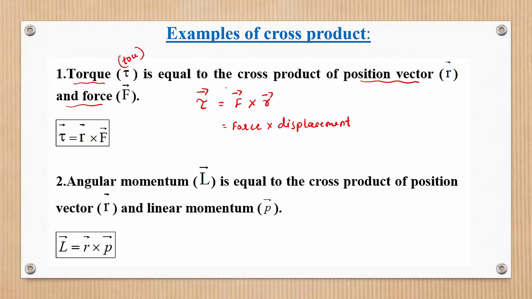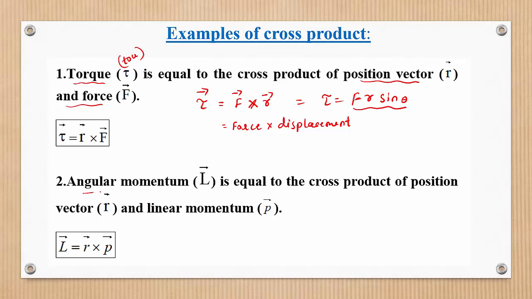Force is a vector quantity. Displacement is a vector quantity. Result is also a vector quantity. So we have to use cross symbol. Or we can write it as tau equal to RF, or we can write FR sin theta. This is for cross product magnitude.